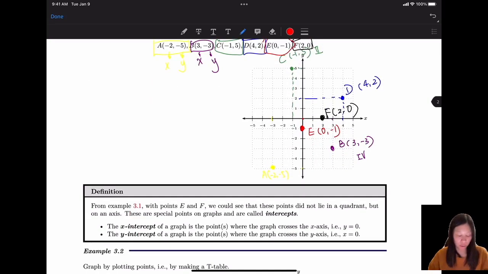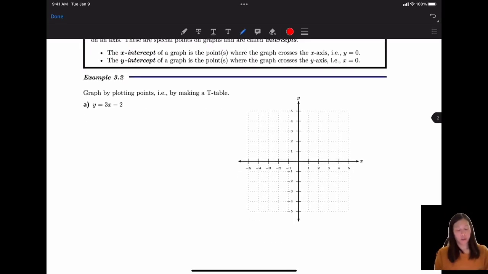From example 3.1, with points E and F, we can see these points do not lie in a quadrant, but on an axis. These special points on the graph are called intercepts. The x-intercept means the point intersects with the x-axis, right? Which point is our x-intercept? It will be our point F. Similarly, the y-intercept is the point that intersects with the y-axis. So that means our point E is our y-intercept. Neither of these points is in a quadrant.